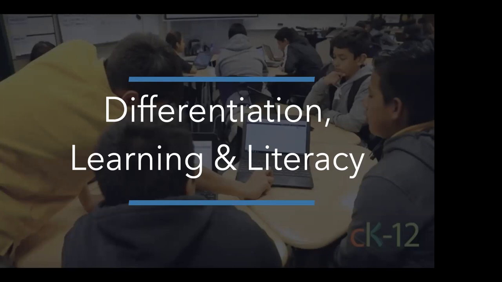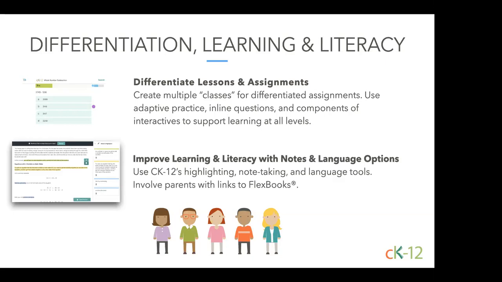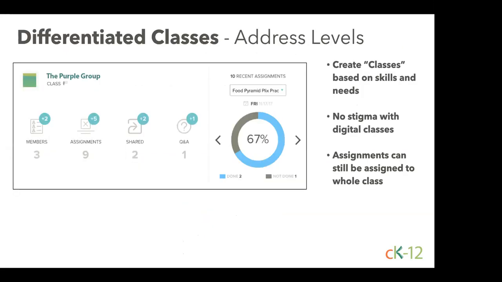And I don't remember the other question. It was about differentiating levels of reads, but I think you might be getting some of that. And we are going to cover that right now. So let's talk about that, because we're going to show you how we're going to be able to differentiate lessons for our students and assignments, because not everyone always needs the same thing. That worksheet with 50 questions on it doesn't work for all of our students. And then next, we're going to talk about improving learning and literacy. So we'll see some great things there.